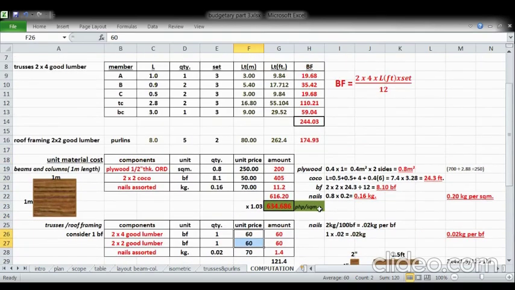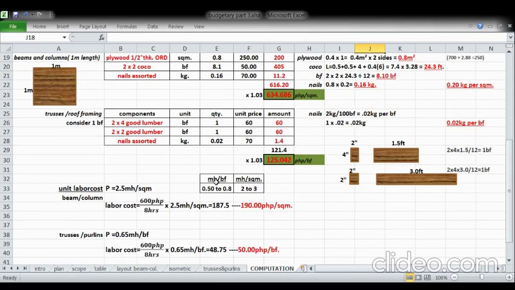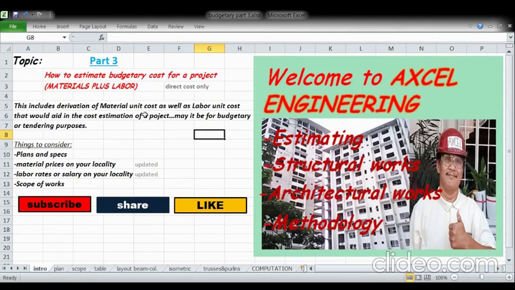Even if you are in other countries, just use this procedure and everything will be easily done. Okay? So, ito naman, ang productivity rate sa board foot, yan, 0.5 to 0.8 man hours per board foot. Standard na rin daw. So, ang ginamit ko dito is 0.65. And nasa pagitan siya. Sa square meter naman, it is 2 to 3 man hours per square meter. So, I hope you guys learn new things. Okay? Thank you.